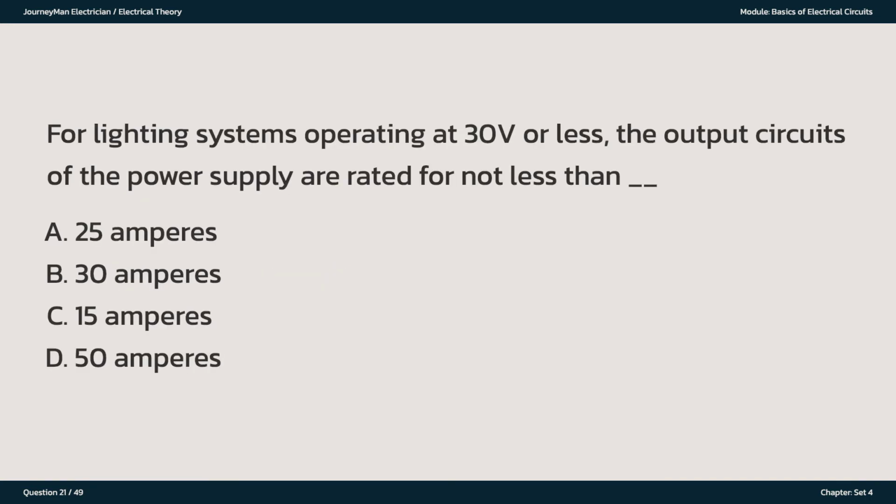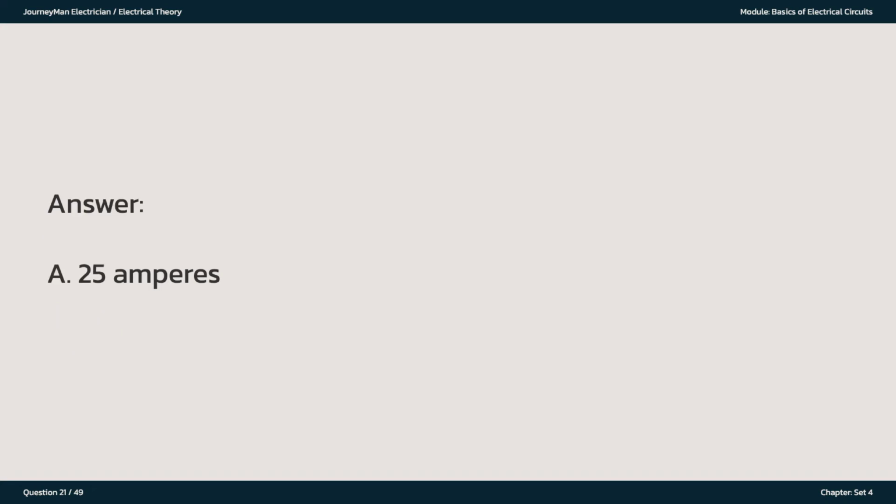For lighting systems operating at 30 volts or less, the output circuits of the power supply are rated for not less than A. 25 amperes. B. 30 amperes. C. 15 amperes. D. 50 amperes. The answer is A. 25 amperes.